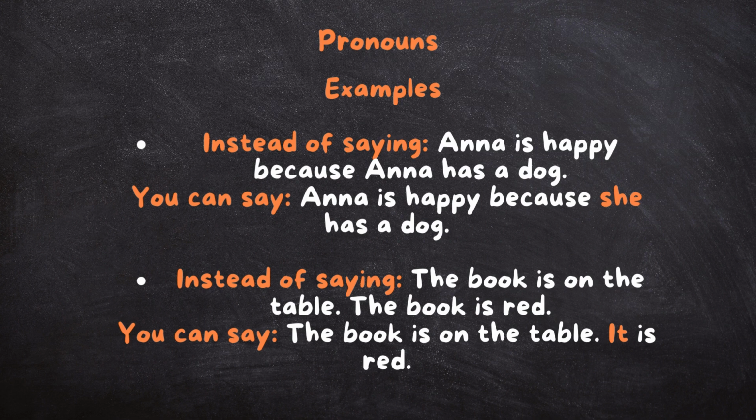Another example is the book is on the table. The book is red. Instead of saying this, you can replace the book with the pronoun it, and then the sentence becomes the book is on the table. It is red. Replacing the book with it makes the sentence shorter and easier to comprehend.